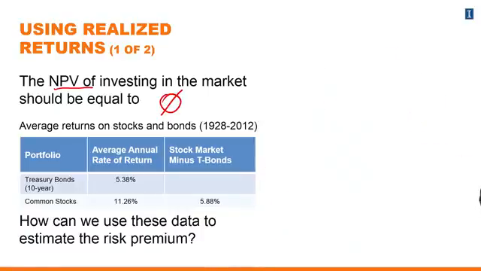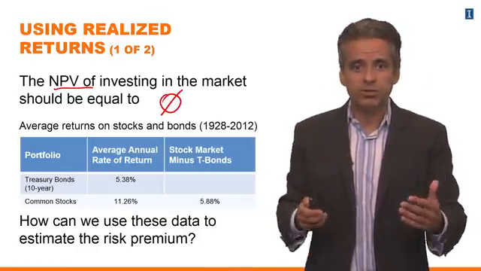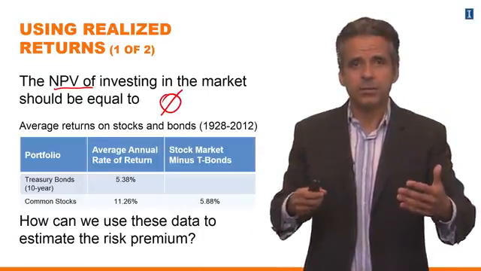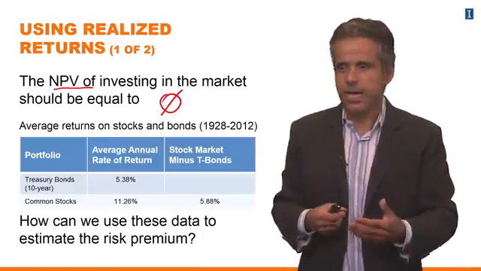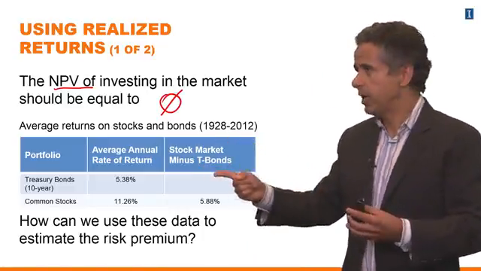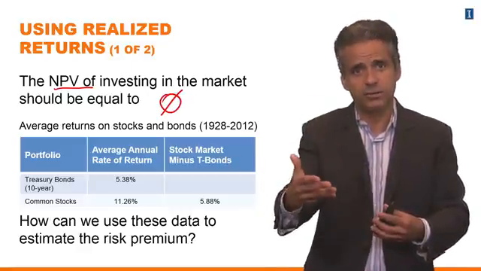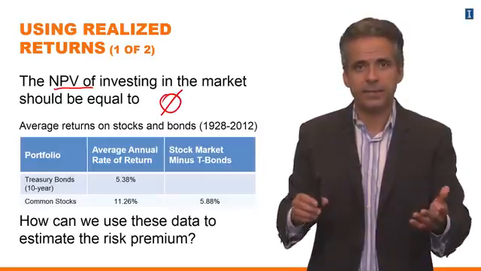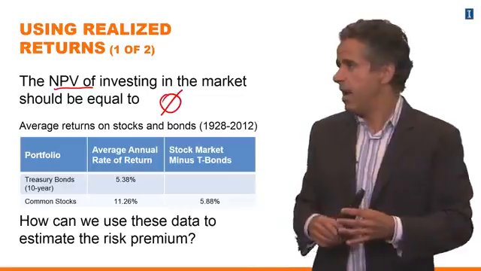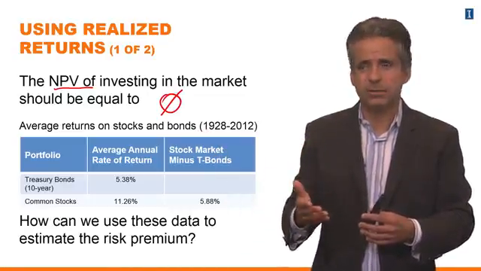For now, remember the idea we discussed. If the NPV is 0, we can use actual returns, realized returns, to estimate required returns. That is the idea that financial economists use when they look at historical data, historical returns on the stock market, to measure expected returns, to measure required returns. So here what you have is the average return on stocks and bonds between 1928 and 2012.